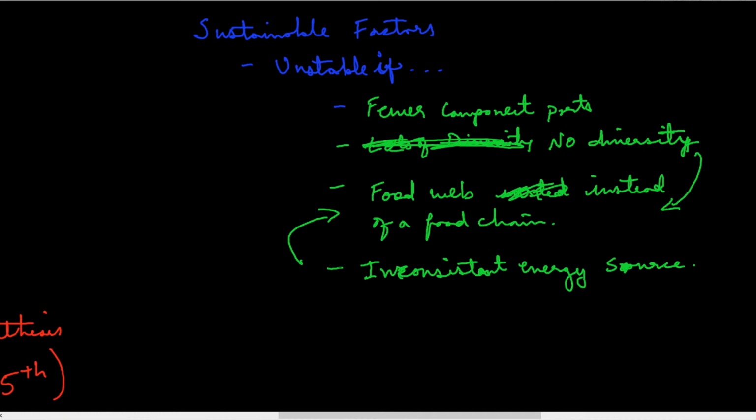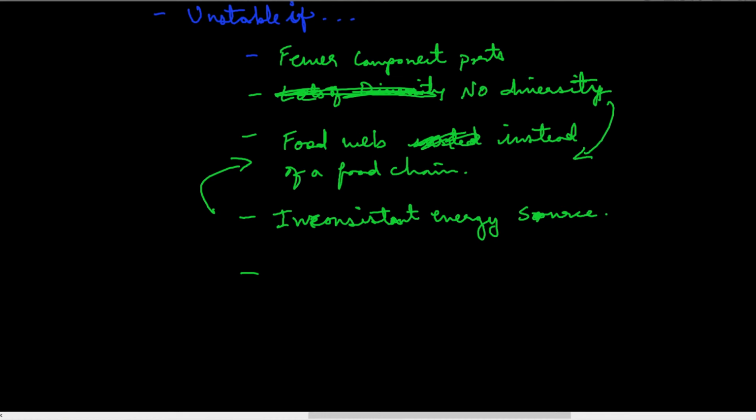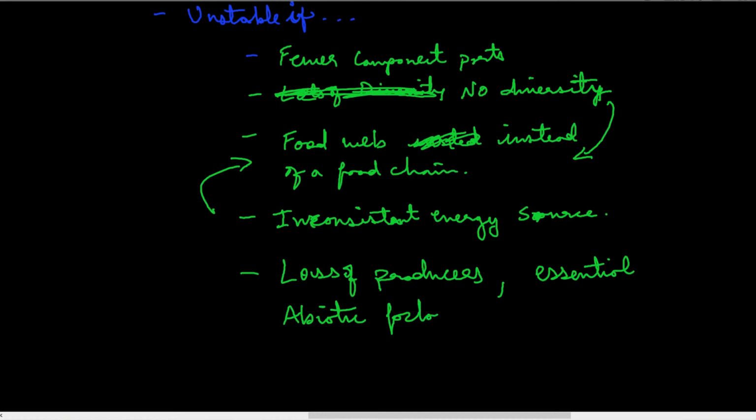All right. So lastly, this stuff should make sense to you, so I'm not going to really go over them a lot. Loss of producers is pretty obvious, I think. Essential abiotic factors, or keystone species. Oh, let me just erase that, honestly. Species. So, or a keystone species.